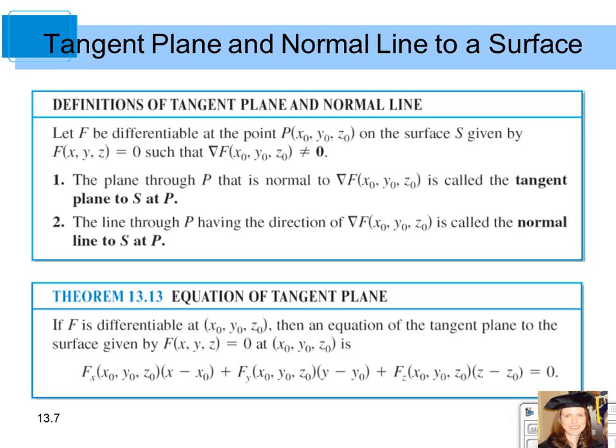So here are some definitions for a tangent plane and a normal line. If F is differentiable, again, that's a capital F function of 3 variables equals 0, and you have a point, and if the gradient does not equal 0, we could say that the plane through P that is normal to the gradient is called the tangent plane to S at that point P. Now the line through P having the direction of the gradient is called the normal line to S at P. Again, recall the equation of a tangent plane. So the way we are going to find the components of that normal vector is to evaluate the gradient at the given point.